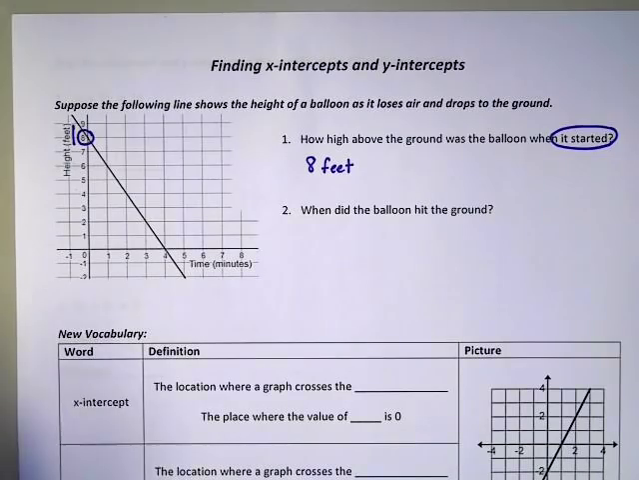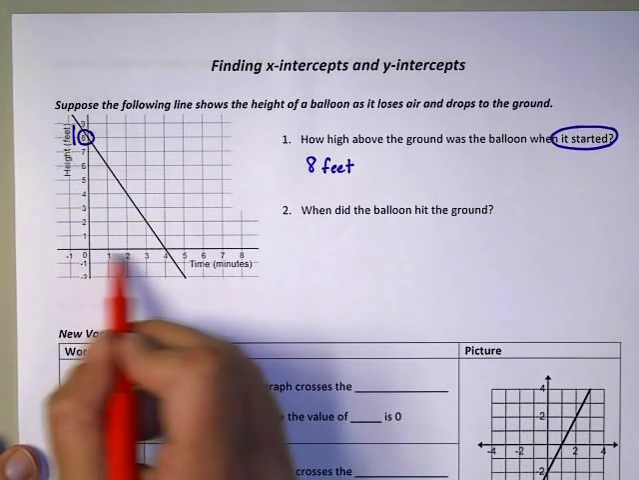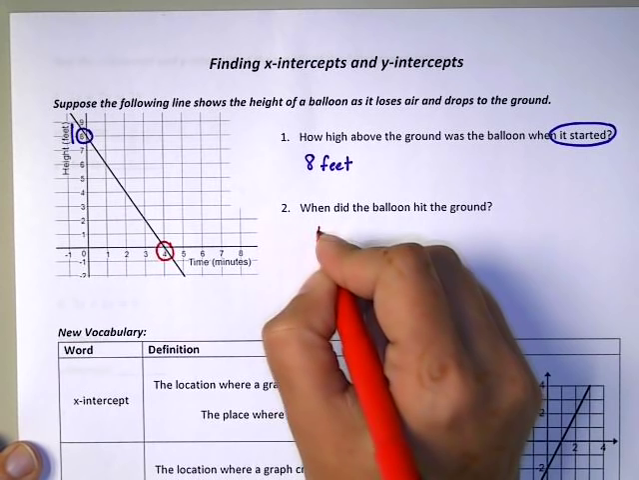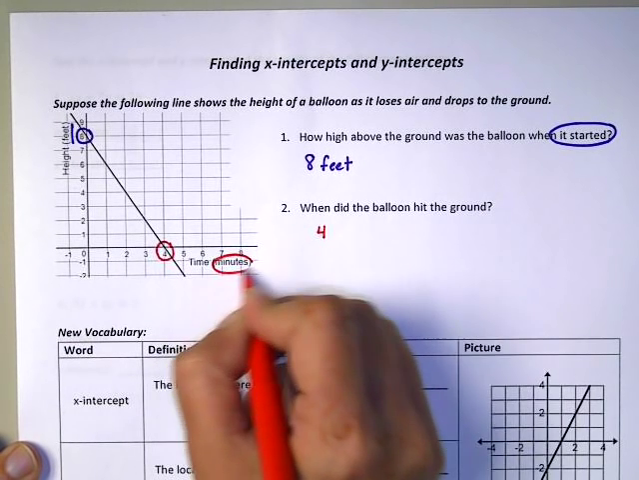Another question I might be interested in is when does the balloon hit the ground? So hitting the ground would be intersecting the x-axis, which would be at 4, and I can use these units here, minutes.